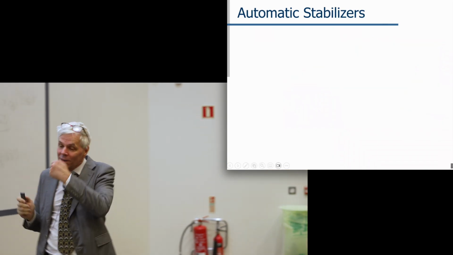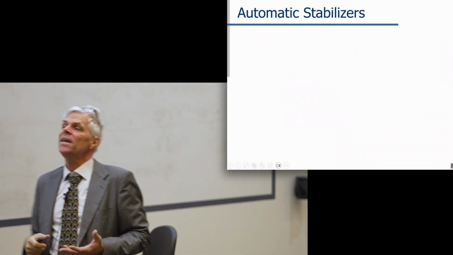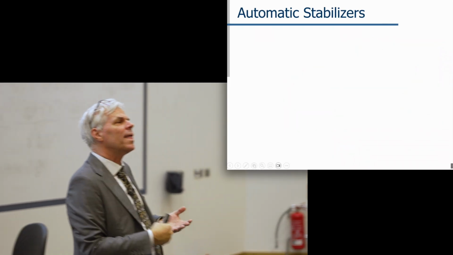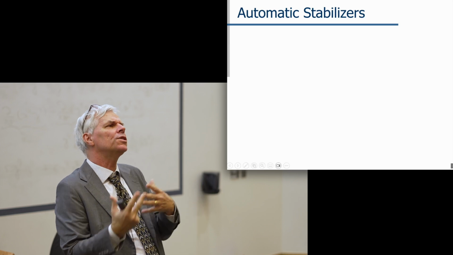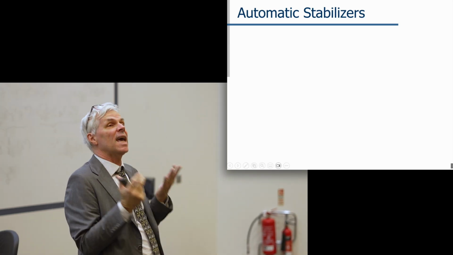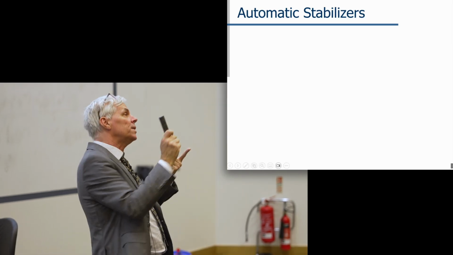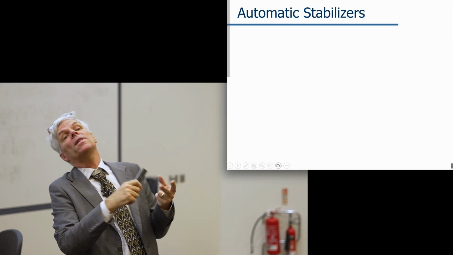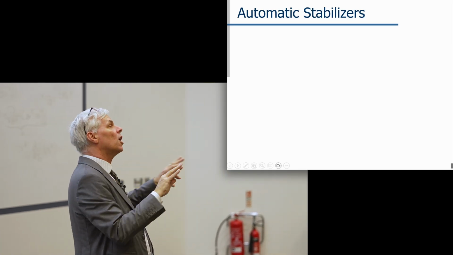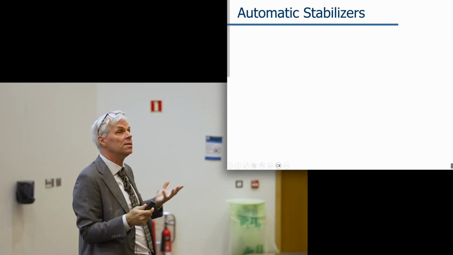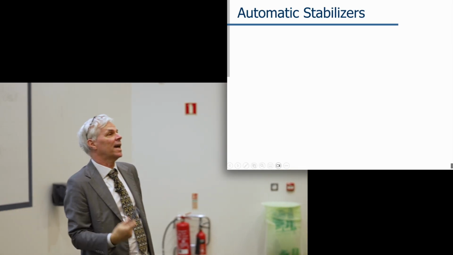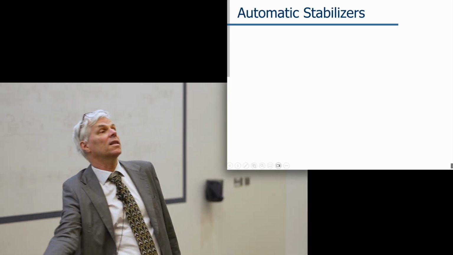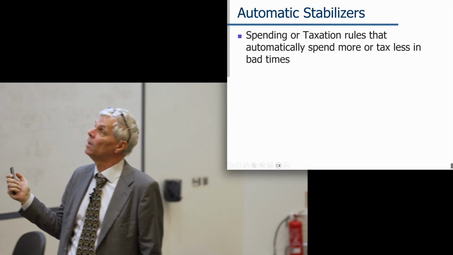Okay, automatic stabilizers. So what's the idea with this? These are policies that when you go into a recession, without anyone having to think about it or understand it or even be aware that it's happening, automatically increase government spending and decrease taxes. Okay? Now, typically they're not put in because we want automatic stabilizers. Typically they're put in for other reasons, but there are various policies that governments have that have these two effects. Automatically increase government spending, automatically reduce taxes when we go into a recession.